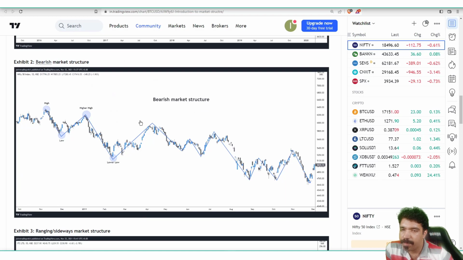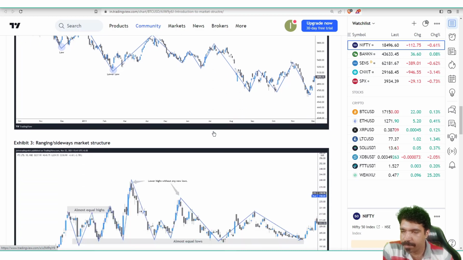Similarly, on the flip side, the bearish market structure. So this is high, then low, then high, then low. So the higher high is a little bit more than this, and then the lower low is less than this low. That means the price at the lower low is less than this low. That means this is a bearish market structure, and the price is continuously falling with respect to time.